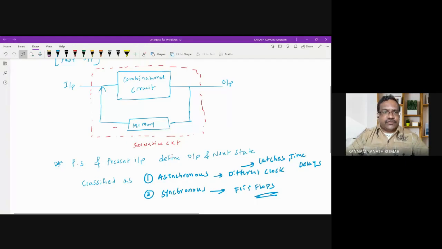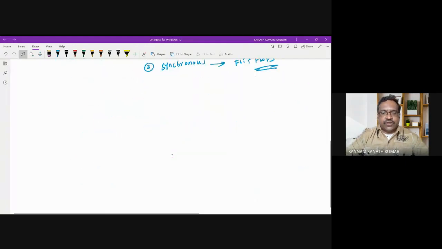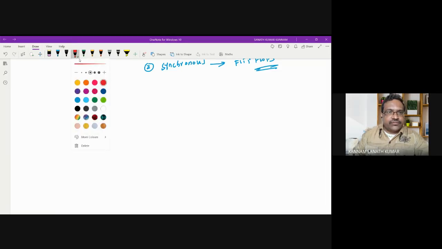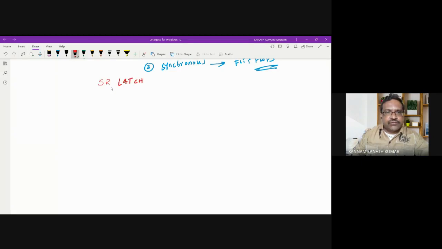So before going into the flip flop, first you need to know about the latch. So first we are going to study the SR latch. So what is this SR latch? As I told you, a latch is asynchronous. So this is an asynchronous sequential circuit.